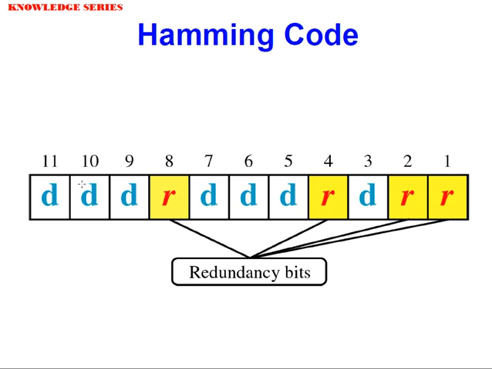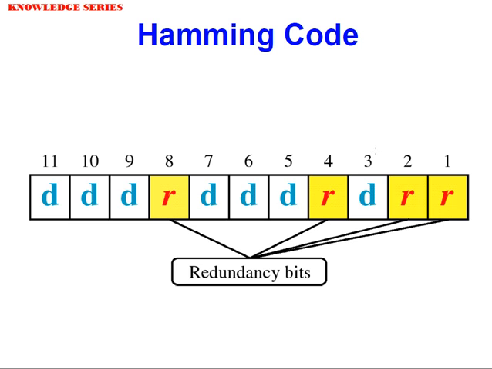Based on this, you are going to find the R1 scenario, R2 scenario, R4 scenario, R8 scenario. That means R1 will take care of a certain number of bits, R2 will take a certain number of bits, R4 will take a certain number of bits, and R8 will select a certain number of bits.